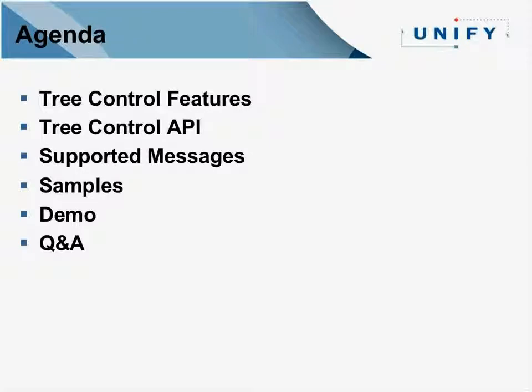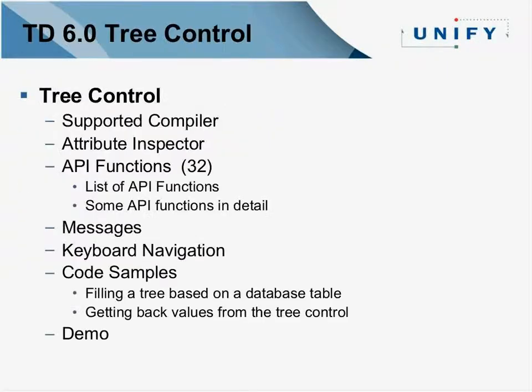Let's start talking about the tree control. We also have supported compilers. That means we can run the tree control in the Win32 compiler, and we can run the tree control inside the .NET compiler. We have to talk about the attribute inspector. I want to talk about a few API functions. We have at least 32 API functions for this tree control to make it more flexible.